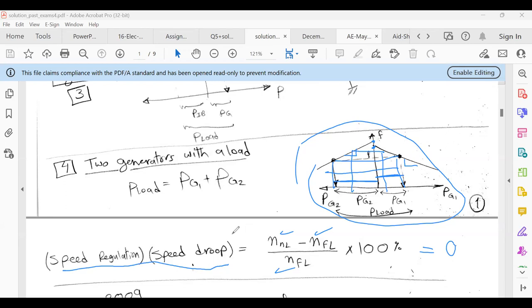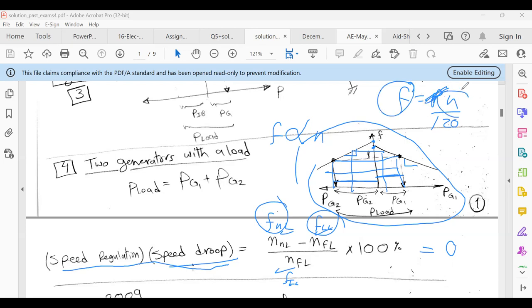By the way, if you said speed droop, you can say F no load minus F full load over F full load. The reason for that is that, as we said, the frequency is proportional to the speed. The frequency equals Pn over 120. P is always constant, so whatever frequency you have is exactly similar to the speed. Okay, any question?